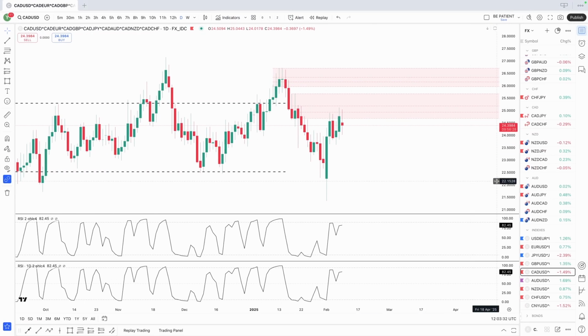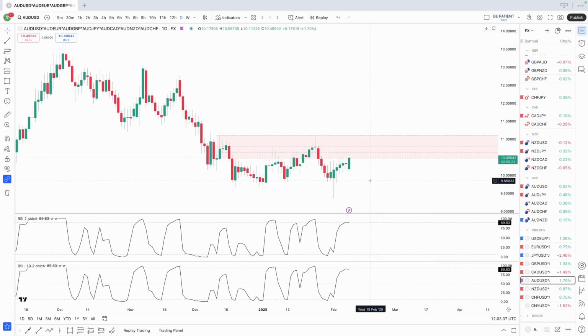They might hike, they might cut, but regarding these tariffs, we don't really see the Canadian economy doing well after these tariffs are in place. So we definitely have a sell bias, or at least I have a sell bias, for the Canadian dollar.